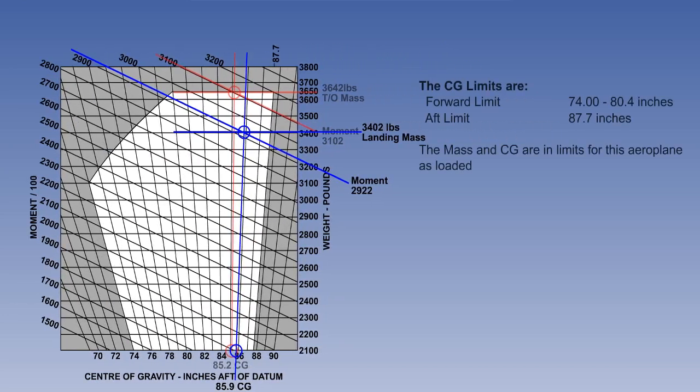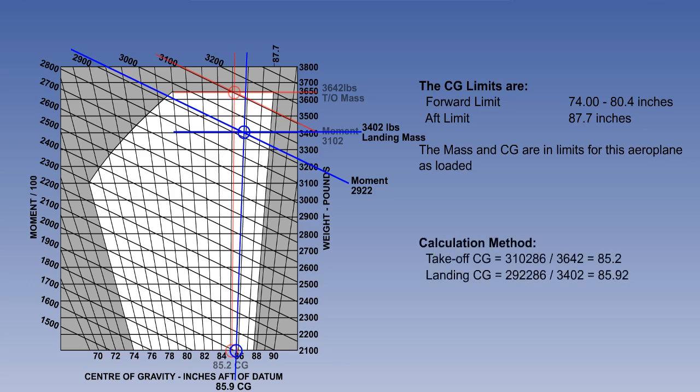We have now completed the exercise using the loading manifest and centre of gravity envelope to obtain the centre of gravity positions for takeoff and landing, and importantly, shown that the mass and centre of gravity are in limits.